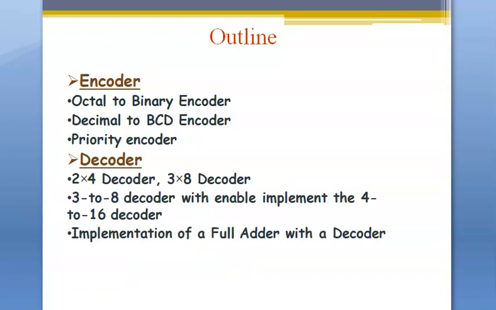In encoder, today I will discuss octal to binary encoder, decimal to BCD encoder, and also the priority encoder. And in the decoder, 2 to 4 line and 3 to 8 line decoder will be discussed. After that, implementation of 4 to 16 line decoder using 3 to 8 line decoder will be discussed. And at last, implementation of full adder with the help of decoder will be covered. So students, let us go to the topic.